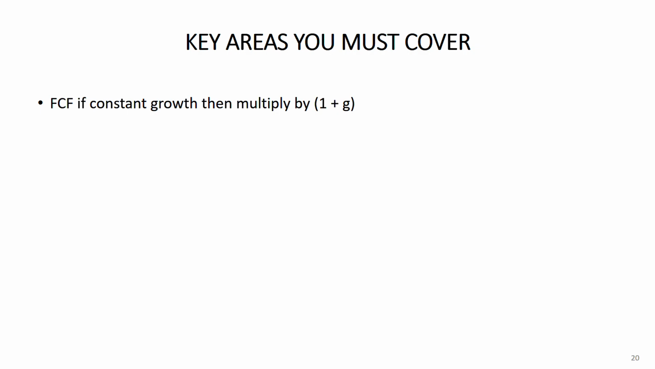Next, let's come to the free cash flow. FCF. If constant growth, then multiply by 1 plus g. What do you multiply by 1 plus g? The FCF, the free cash flow, multiplied by 1 plus g, the growth rate. If the growth is constant; it could be different also.